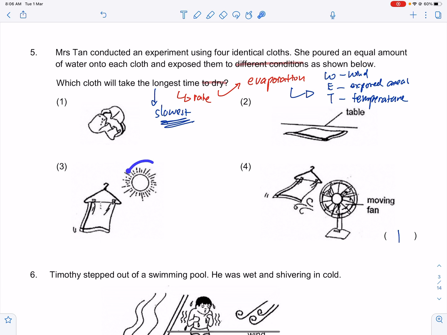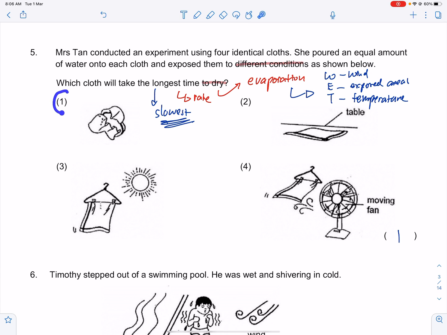In 3, you have got the sun, whereby the heat from the sun, which is your increase in temperature, will cause it to evaporate faster. Lastly, we have your moving fan, which creates your wind, that helps with the increase of evaporation.